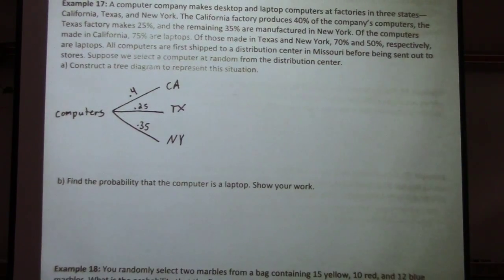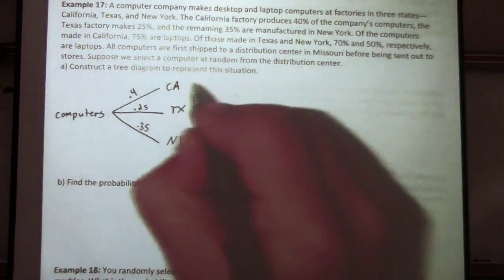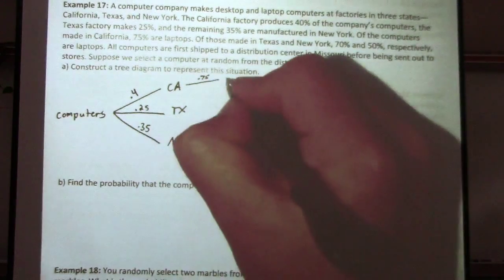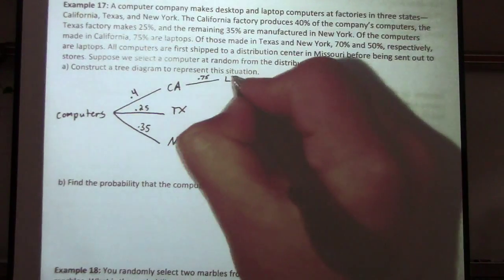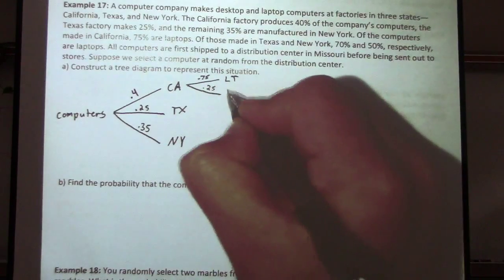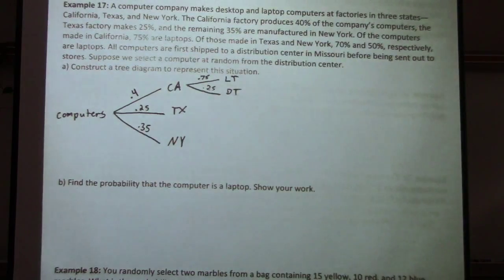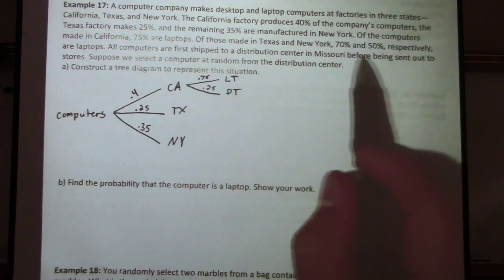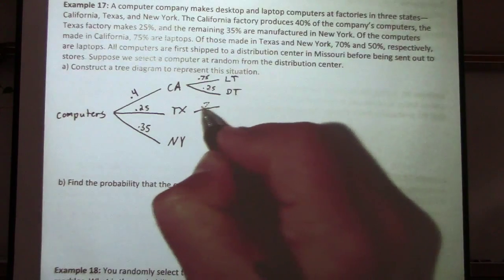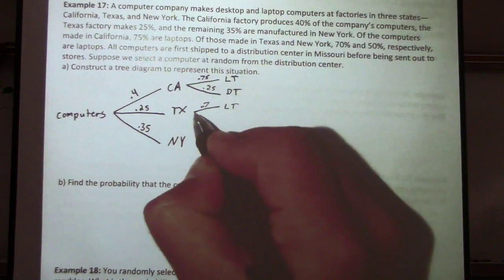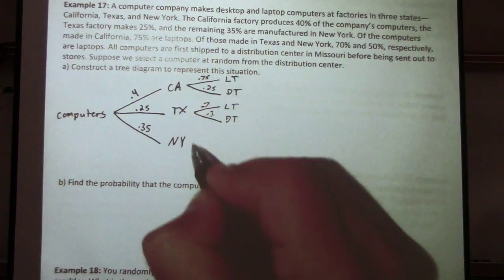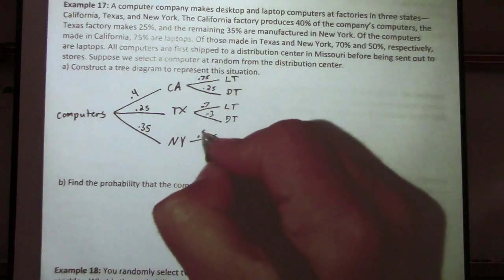Next, we have to worry about whether it's a laptop or a desktop. So for California, 75% are laptop, and that leaves 25% to be desktop. Texas was 70% laptop. That leaves 30% to be desktop. And this was 50-50.